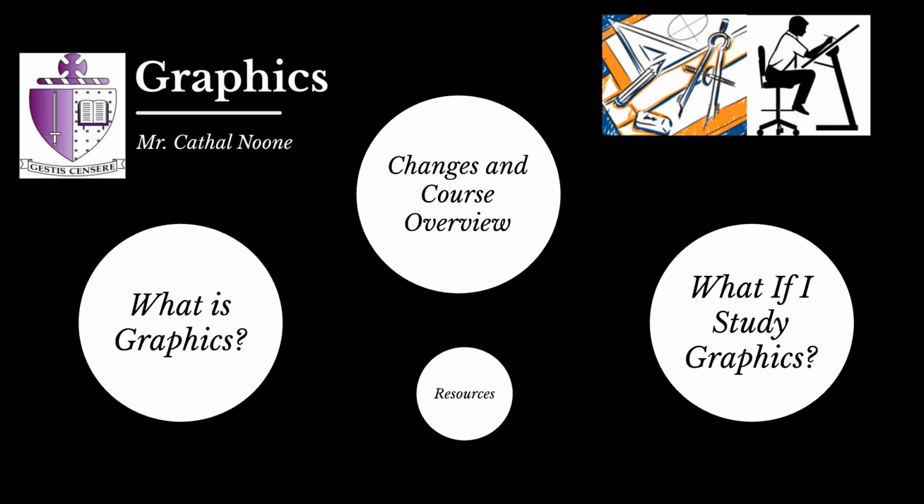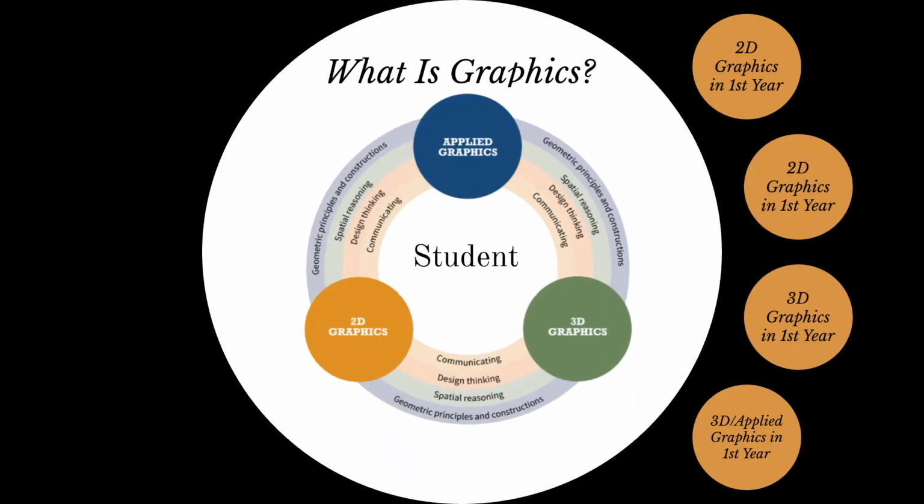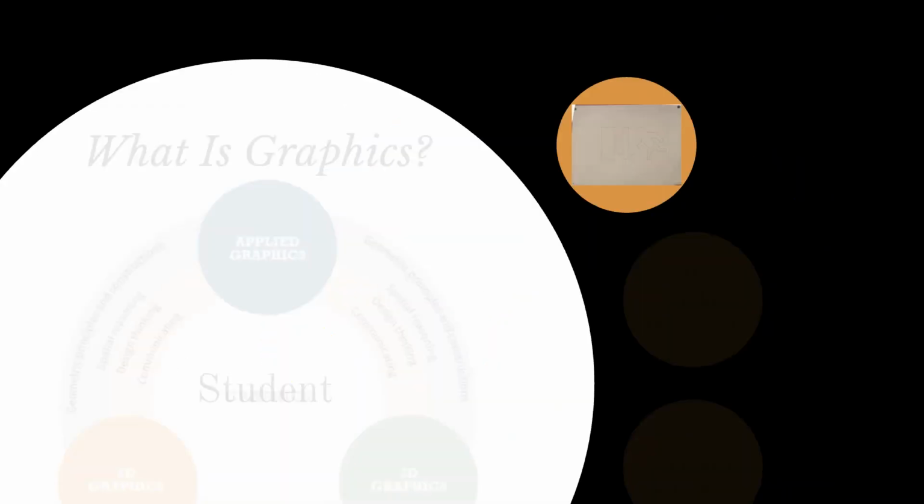So to begin, what is graphics? The subject is made up of three main components: 2D graphics, 3D graphics and applied graphics, with the student at the center of this learning experience. Some examples of 2D graphics from first year students would be this board drawing of an emergency exit sign, this board drawing of a toilet sign.